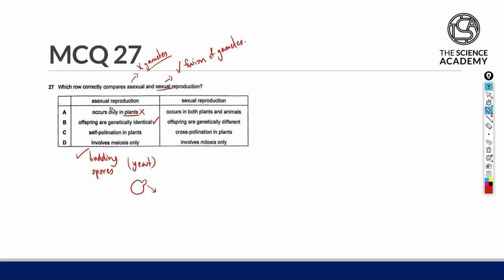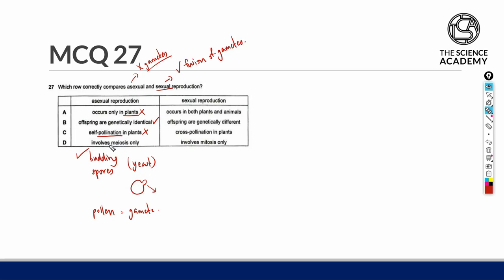C states that asexual reproduction is self-pollination in plant. This is not true. The action of pollination is for pollen to be transferred from the anther of one flower to the stigma of another flower. And the pollen involved is in fact the gamete of the plant. Since no gametes should be involved, self-pollination is not a form of asexual reproduction. During self-pollination, after the transfer of the pollen or the gamete, there is still fertilization or fusion of the gametes that occur, and this does not fall under the definition of asexual reproduction.